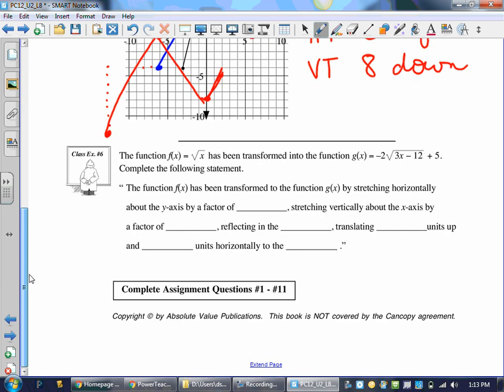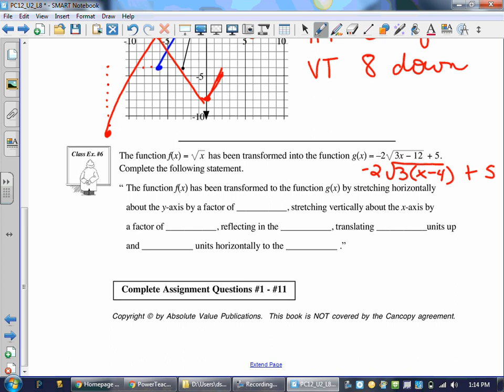We can do this last little one here if you want. The function f of x equals the square root of x has been transformed into the function, and so on. What do you think is the key here? What's the first thing? It's red lights. You're going to factor out the 3. So just totally rewrite this. Pull out the 3. Go x minus 4. Leave your plus 5 outside of the radical. So important.